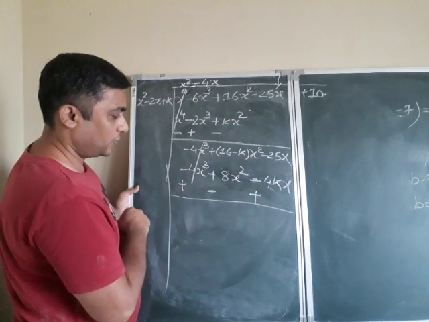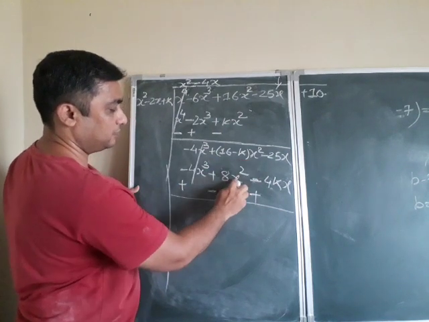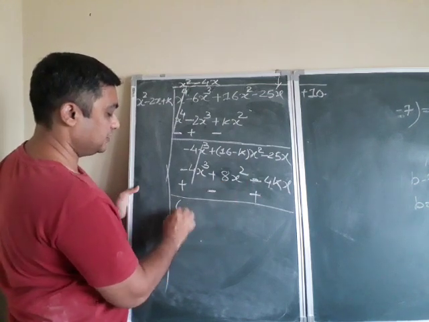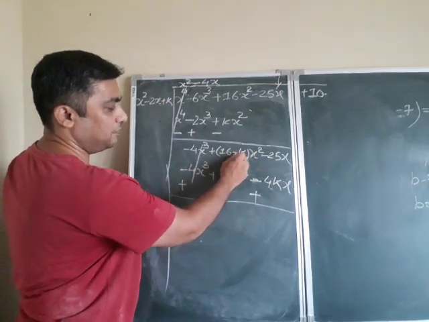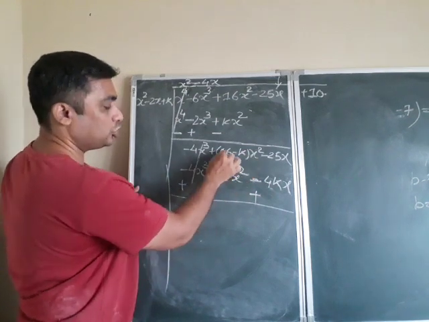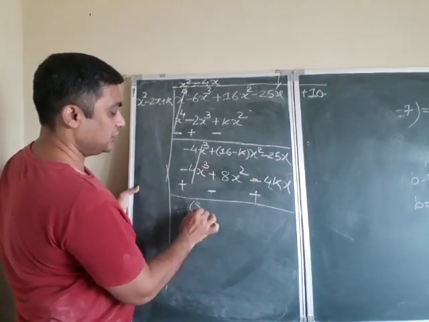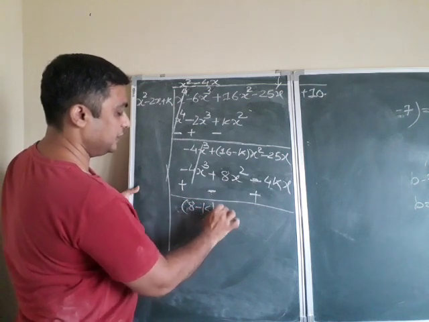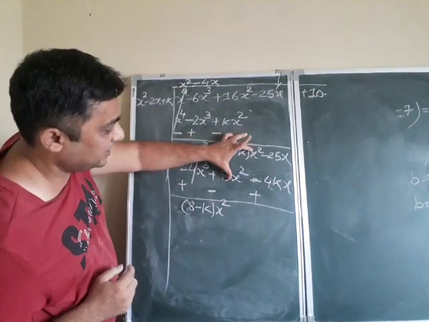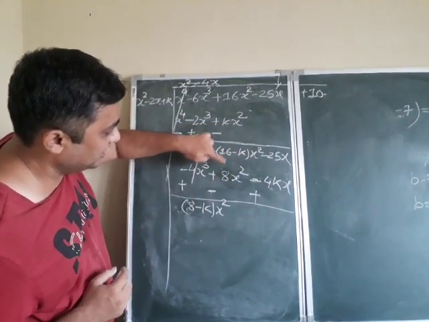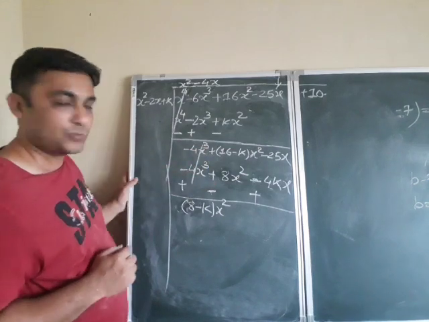Cancel. Here x square is common. So 16 minus k minus 8. Okay, this is 16 minus k minus 8. X square is again common. So 16 minus 8, so this is 8 minus k into x square. See, x square is already common. So 16 minus k minus 8. So 16 minus 8, it means 8.